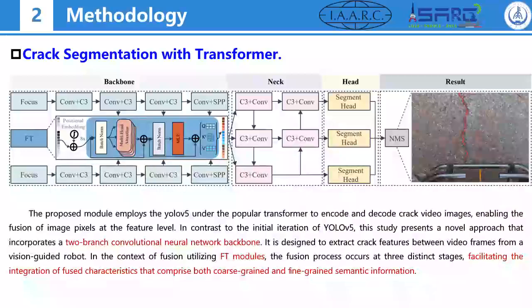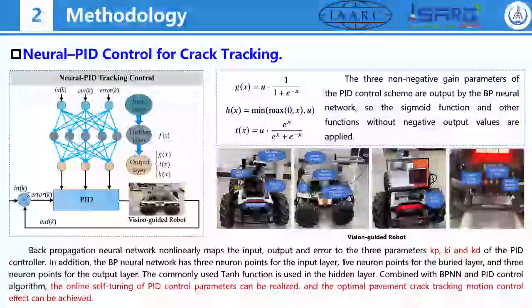Crack segmentation with transformer. The proposed module employs a unified YOLOv5 under the popular transformer to encode and decode crack video images, enabling the fusion of image pixels at the feature level. In contrast to the initial iteration of YOLOv5, this study presents a novel approach that incorporates a 2-branch convolutional neural network backbone. It is designed to extract crack features between video frames from the wheel-guided robot. In the context of fusion utilizing FT modules, the fusion process occurs at 3 distinct stages, facilitating the integration of fused characteristics that comprise both coarse-grained and fine-grained semantic information.